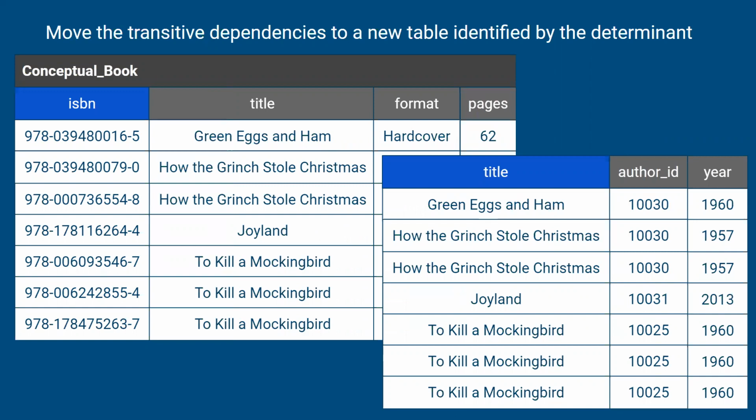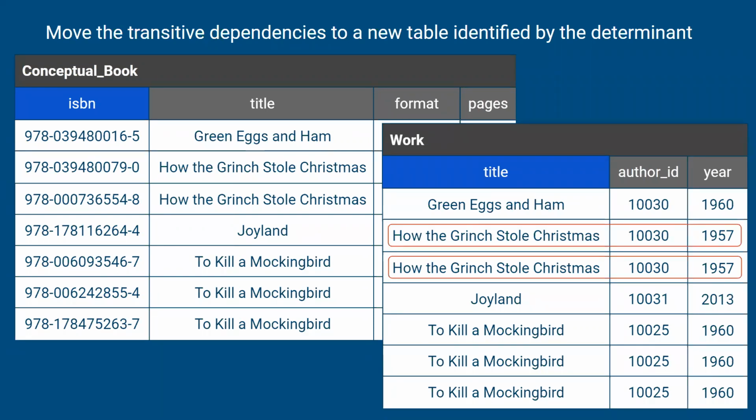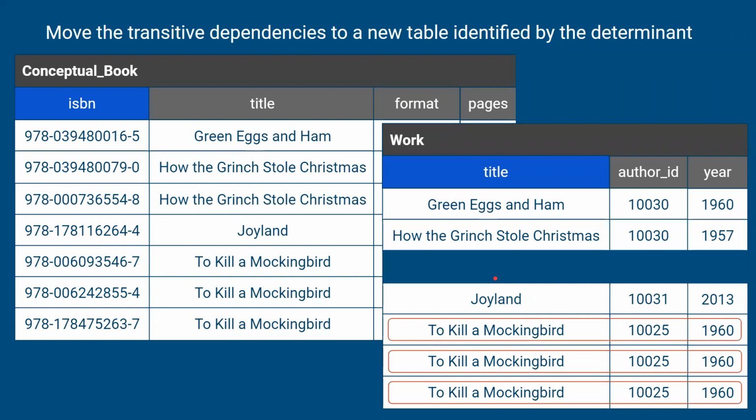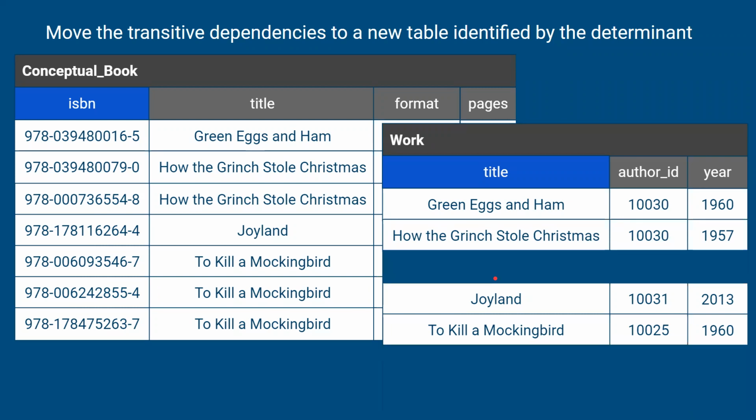Now, notice here, and I'm going to call this Work, we've made a new table here. I've called it Work. You're going to notice that we've now got duplicate rows. We can't have duplicates in the primary key. And so we're going to be collapsing those. This To Kill a Mockingbird, we'll be collapsing those down.